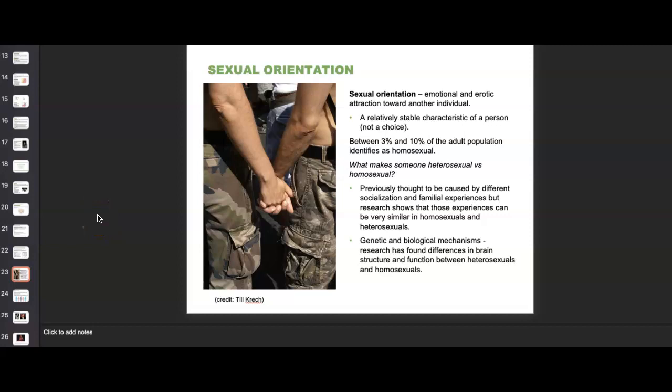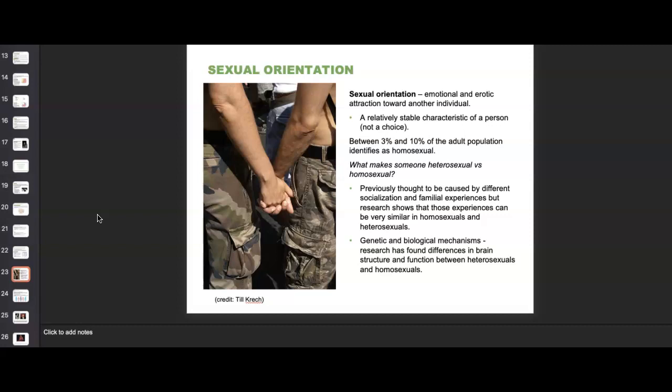Kinsey's research is what developed a scale of sexual orientation. Now, sexual orientation is defined as emotional and erotic attraction toward another individual. A relatively stable characteristic of a person, not a choice. Between 3% and 10% of the adult population identifies as homosexual.